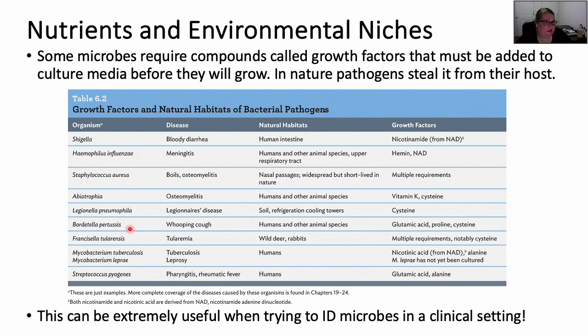Okay, then Legionella pneumophila, we've talked about this, Legionnaires' disease. This is the one that's in, say, hot tubs. It needs cysteine in order to grow.